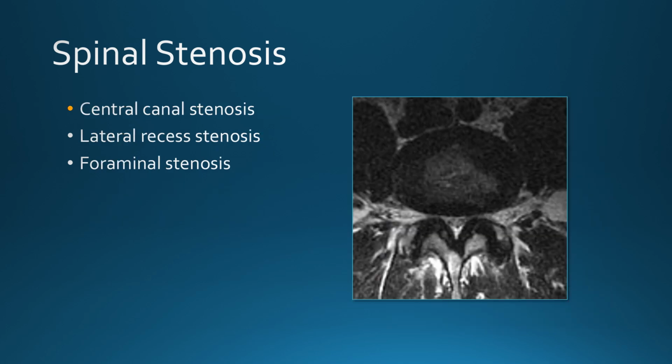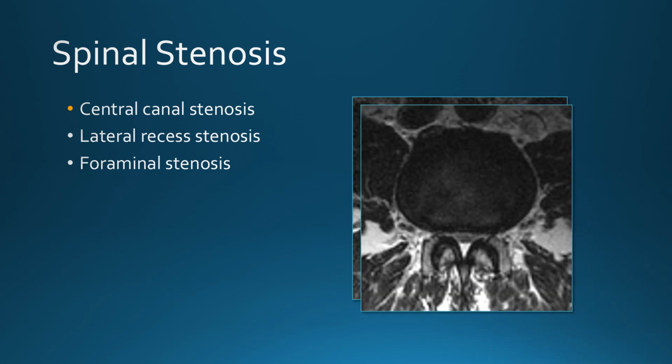In the lumbar spine, we divide spinal stenosis into central canal stenosis, lateral recess stenosis, and foraminal stenosis. So first, central canal stenosis, where the central portion of the spinal canal is too small. So here's a case with relatively mild central canal stenosis. Another patient with more pronounced central canal stenosis here.